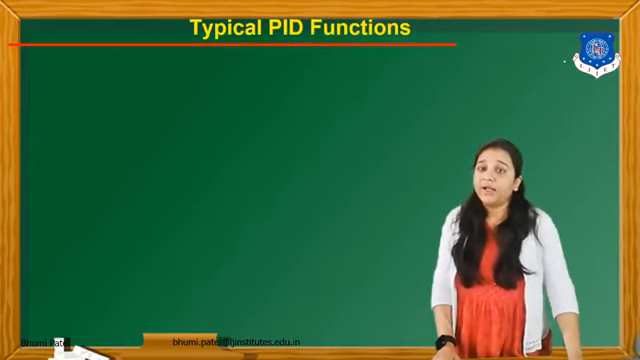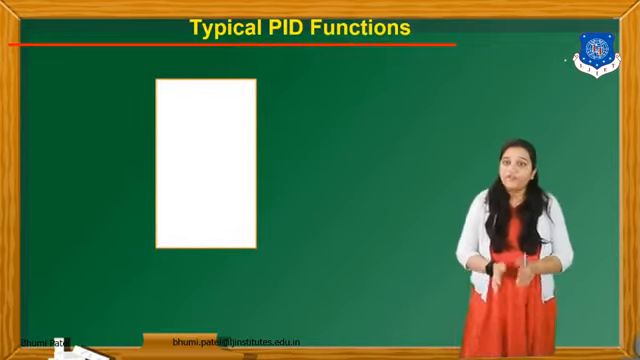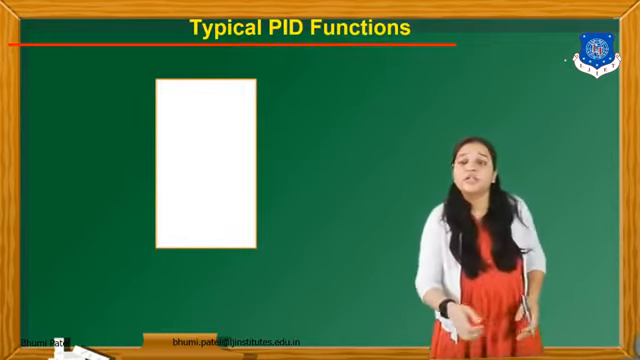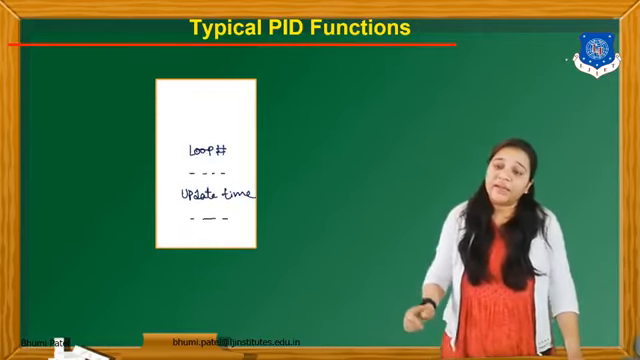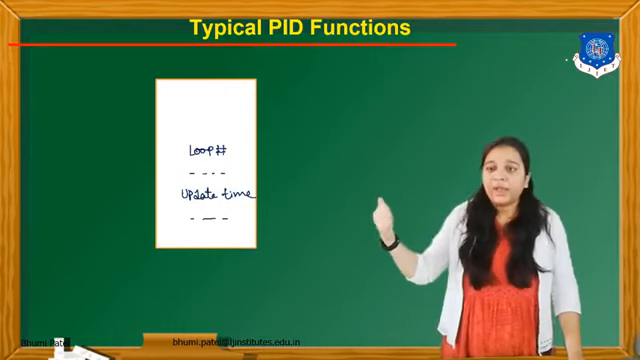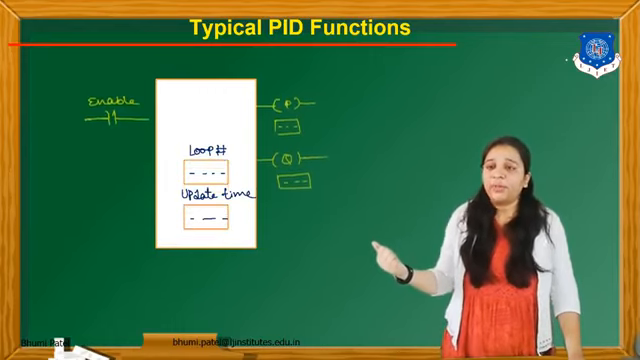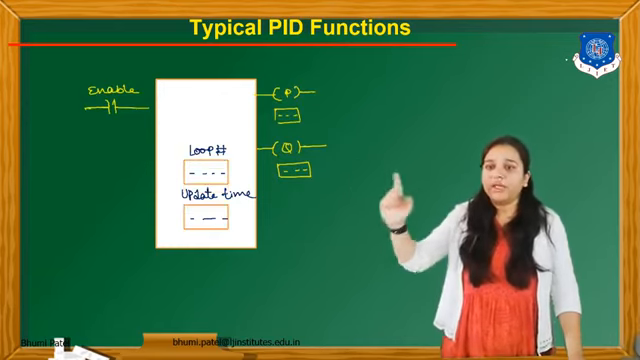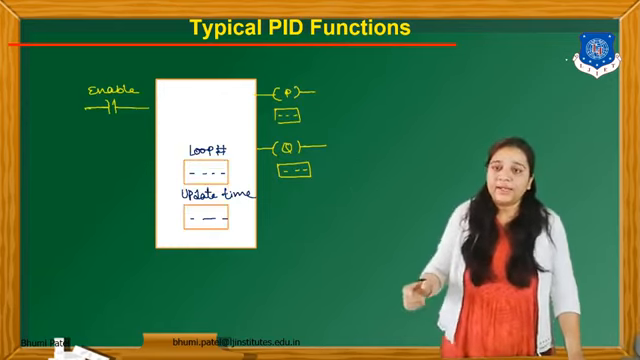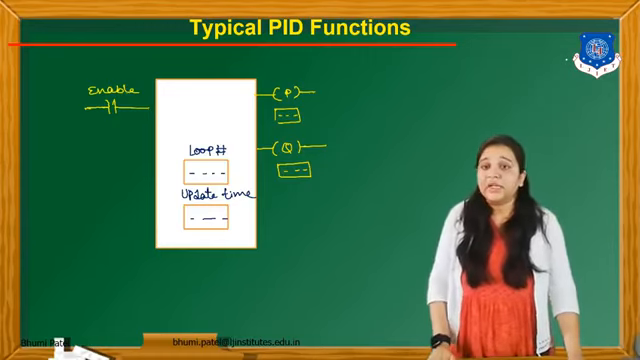Now the typical PID function, if we draw the block format of the PID function using the PLC diagram. So first of all we define the loop and the update time. Okay, now what is the actual input? We can apply only one input. When the enable input is on, that time we can get the outputs P and Q. So this is the typical PID function block format.